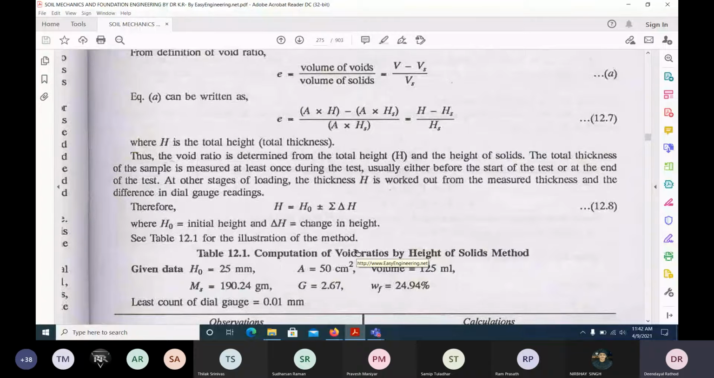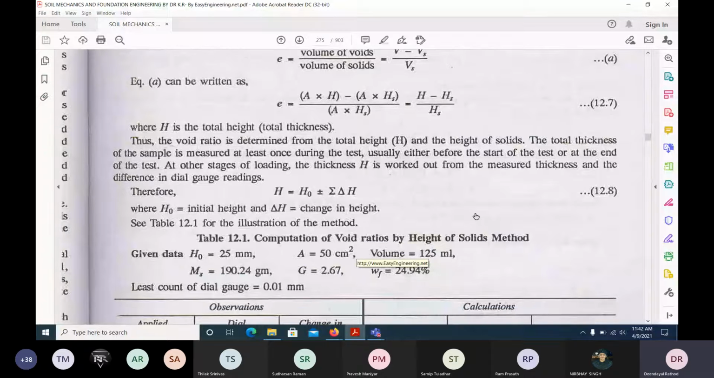Once we measure the initial thickness, the change in thickness can be measured using the dial gauge reading. H we can get as H naught, the initial height, which we know, plus or minus the change in height. So H can be found as the initial height plus or minus the change in height.